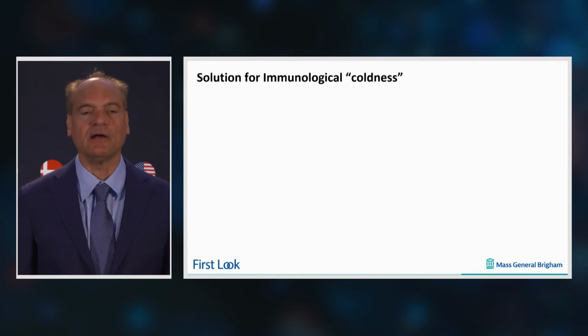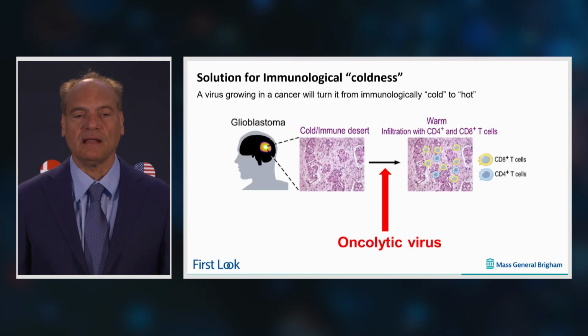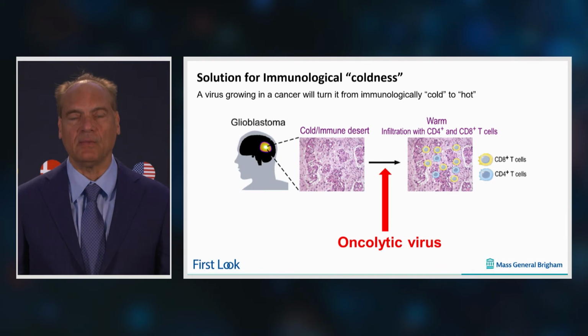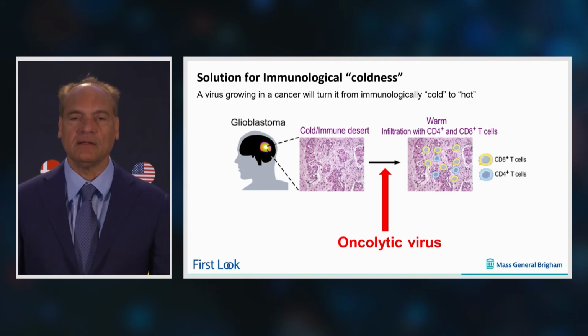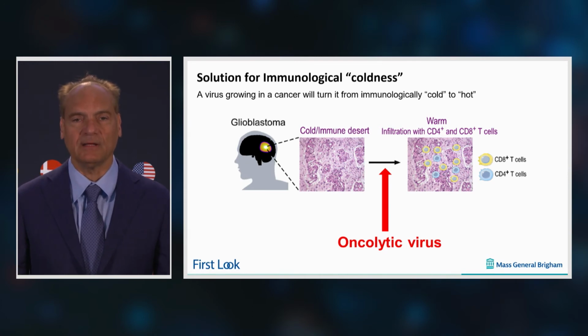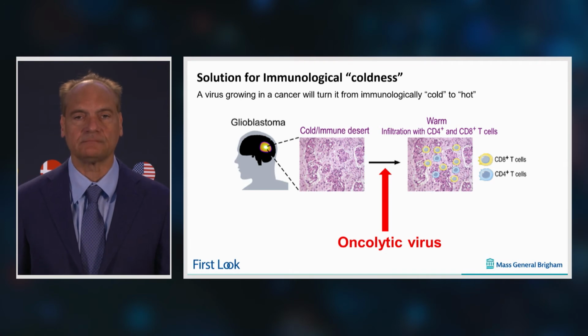Why are oncolytic viruses a solution for immunological coldness? That is because if one takes a tumor like a glioblastoma, which we said is very immunologically cold, if you add to it an oncolytic virus, the body will react to it by infiltrating it with lots of anti-tumor cells called your CD8 plus T cells and CD4 plus T cells.